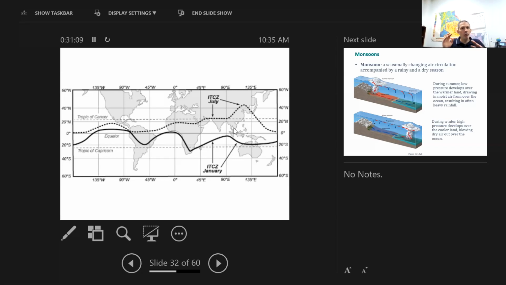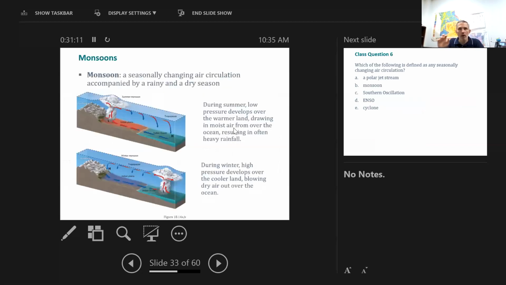And when air is getting forced up, when air is rising, it's going to cool off, it can't hold as much water, and it's going to rain. Now, the Arabic word for rainy season is monsoon. And so the book talks about monsoon as this changing air circulation accompanied by a rainy and then further by a dry season.